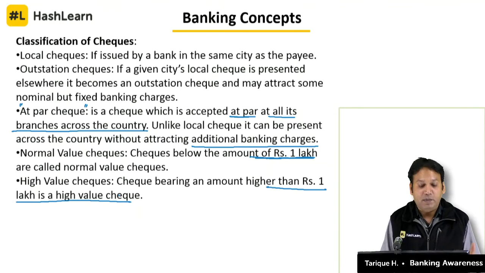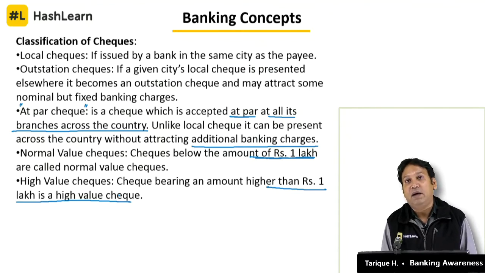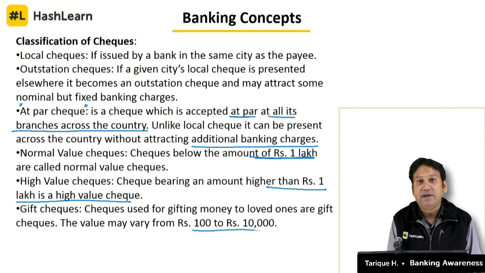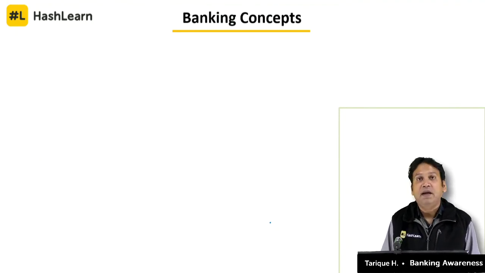Clear? So right now we're talking about local checks within a city or in the same area in which the branch is located, and then we have an outstation check, an at par check, a normal value check with amount less than 1 lakh rupees, a high value check with amount more than 1 lakh rupees, and gift checks. Gift checks are for gifting money to loved ones. The value may be from 100 to 10,000 rupees. So these are the different types of checks that you can see in terms of one type of classification.